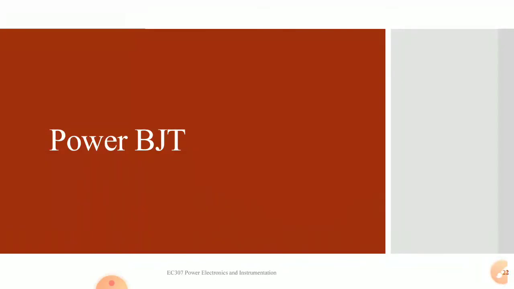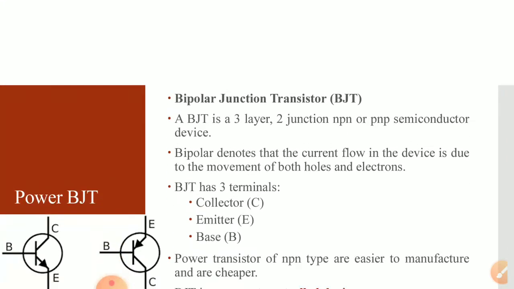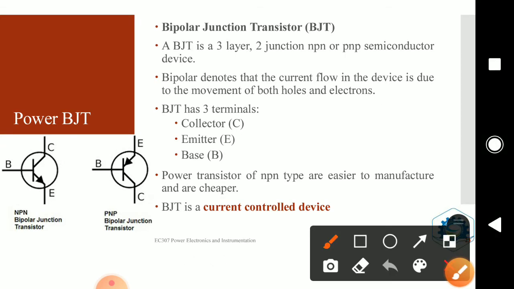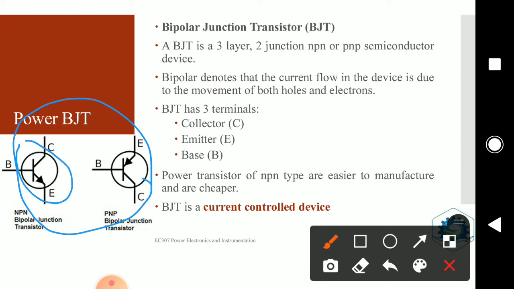In this video, we are going to discuss the power BJT, or power bipolar junction transistor. The working is similar to that of a normal transistor or BJT. A BJT is a three-layer, two-junction device. It can be NPN or PNP, and the circuit symbol can be seen over here. The one on the left side represents the NPN structure and the one on the right side represents the PNP structure.